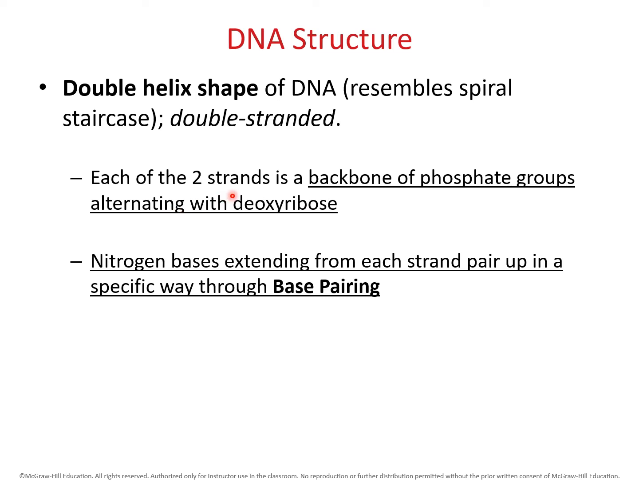Each of the 2 strands, remember DNA is double-stranded, serves as a backbone of phosphate groups, which are alternating with the deoxyribose. And don't worry, like I said, we're going to see a picture of this in a minute. It makes more sense when you get a visual. And then the nitrogenous bases are going to extend from each strand, and they're going to pair up in a specific way through something known as base pairing.